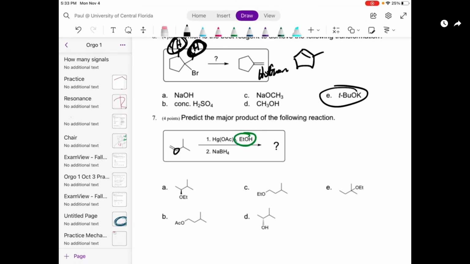So the ethanol is going to go to that carbon, which means that product. No carbocation rearrangements.